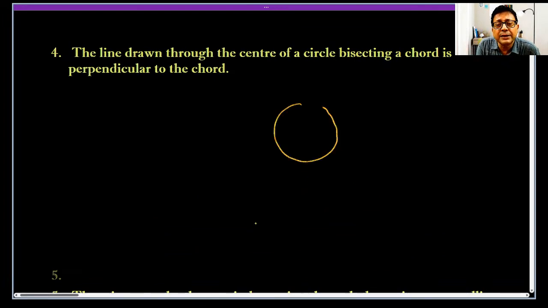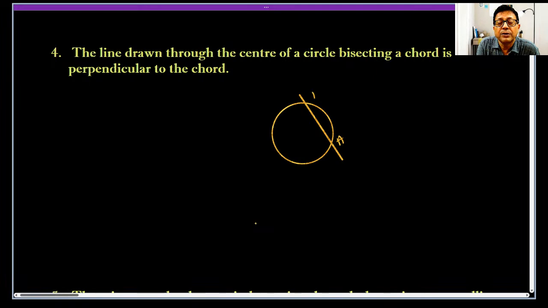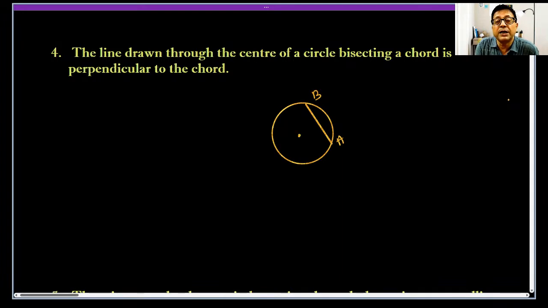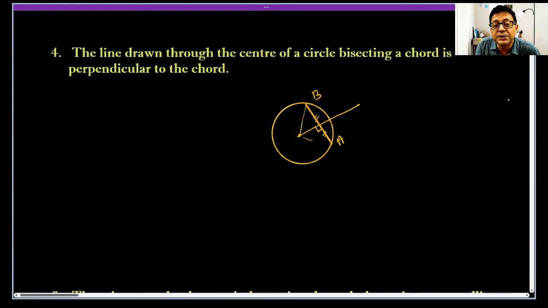Okay? If there is a line and there is a chord, this is a chord AB. Sorry, this is not a chord. Just I told you it cannot be a chord. Isn't it? It is a secant. This one is a chord now. If there is a chord and a line drawn through the center bisecting it, this thing equal to this thing, then this angle has to be 90 degrees. This you can prove again by congruencies of these two triangles, OAM and OBM.